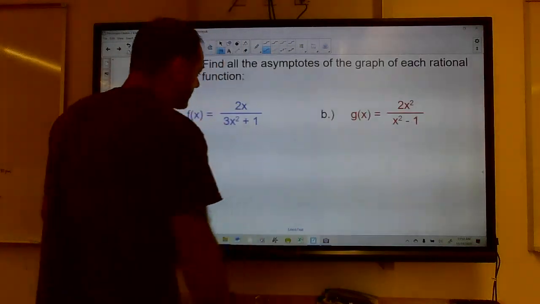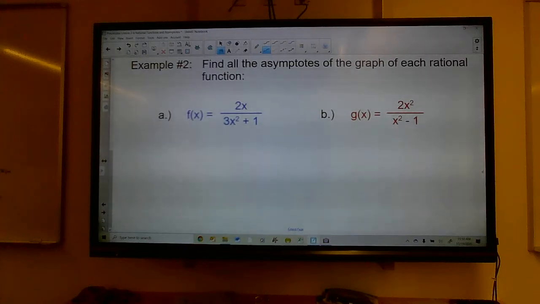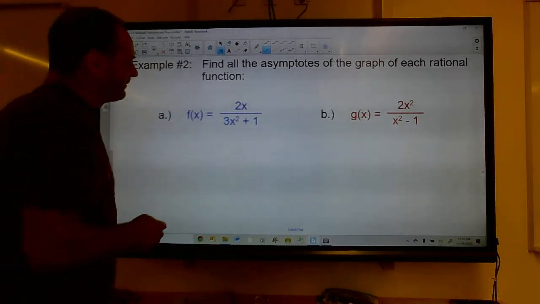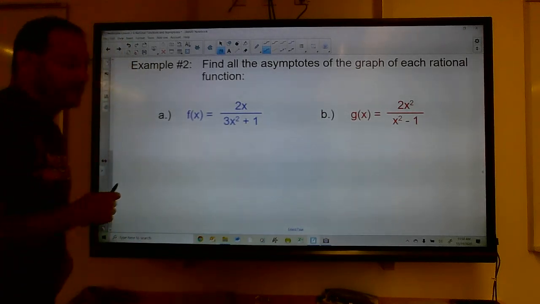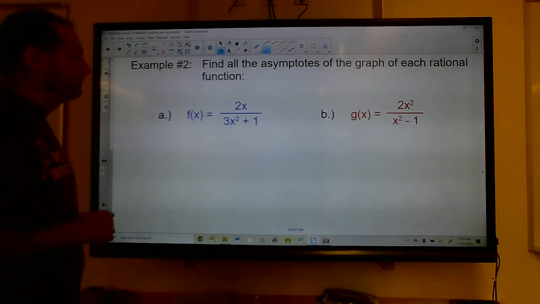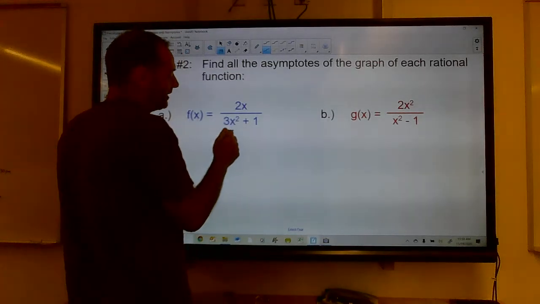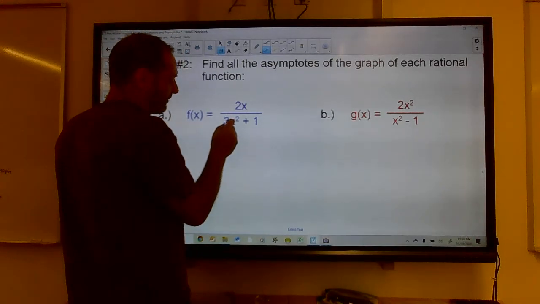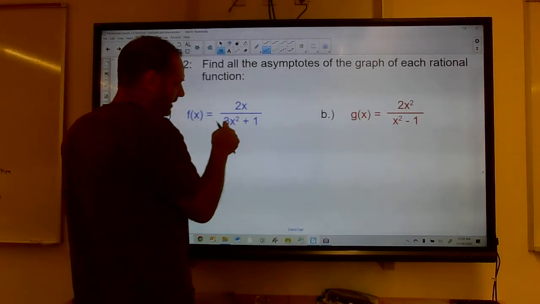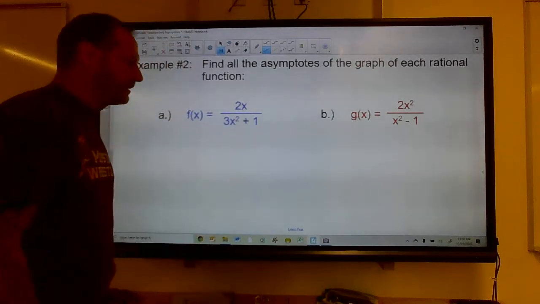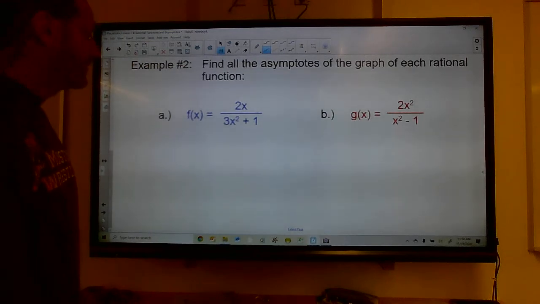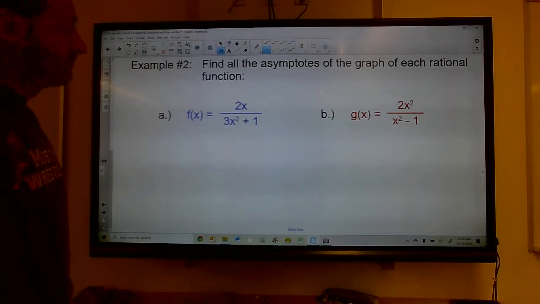Right? So find all the asymptotes of the graph of these rational functions. So the first thing I'm going to look at is the denominator. When's the denominator going to equal 0? And this is never going to equal 0 because I can never put any number in here. I would need something to make this -1, and you can't square something and make it negative. So this has no vertical asymptote.